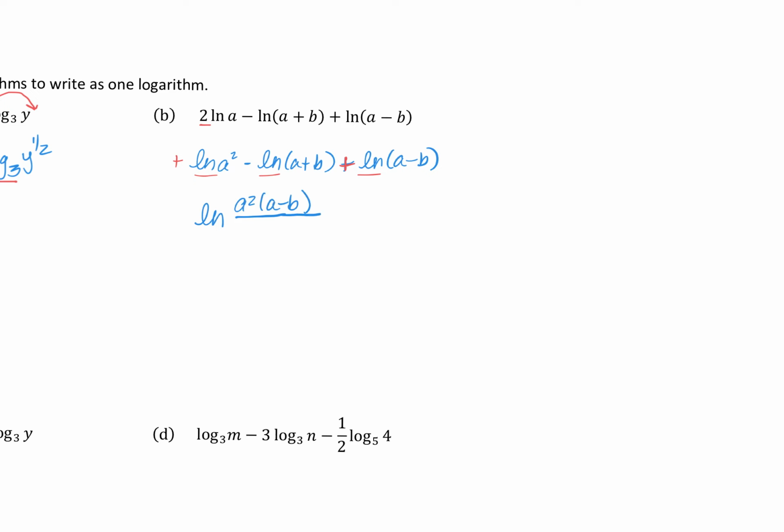I didn't make this long enough. And the only minus I have is that a plus b. When these arguments start getting really big like this, oftentimes we'll put another set of parentheses or maybe a bracket around it to indicate that this is all one piece. And this is actually done. There's nothing I can do to simplify. Maybe if you want, you could distribute the a squared and get rid of the parentheses on the top. But I'm going to leave it that way because nothing cancels.